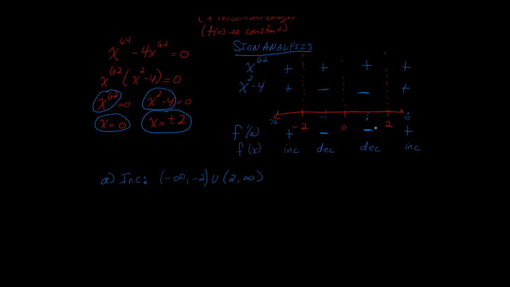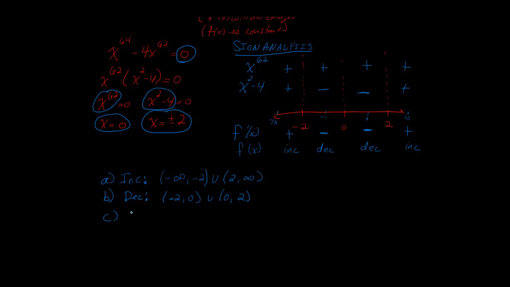And again, we can't include these values in our increasing or decreasing interval because at those 3 values our function is neither increasing or decreasing. We know that our function has a slope that's equal to 0. Therefore, we know it's not increasing or decreasing. For part B, it asks where the function is decreasing. We know it's decreasing between negative 2 and 0, not inclusive. And then again from 0 to positive 2, not inclusive.